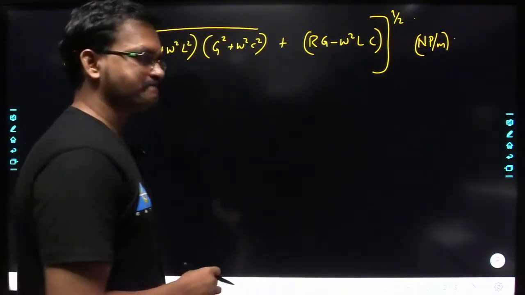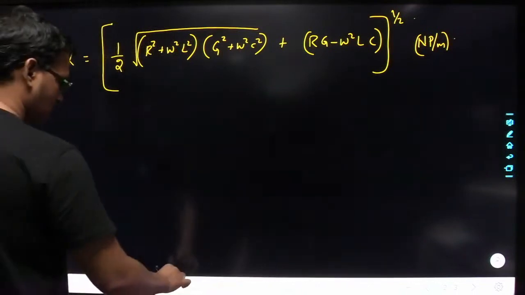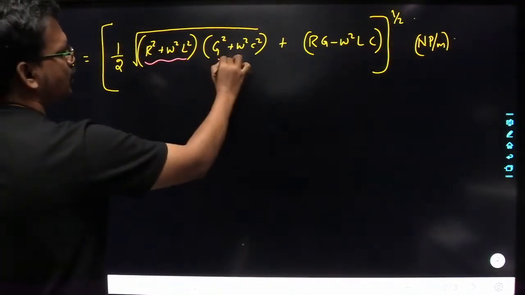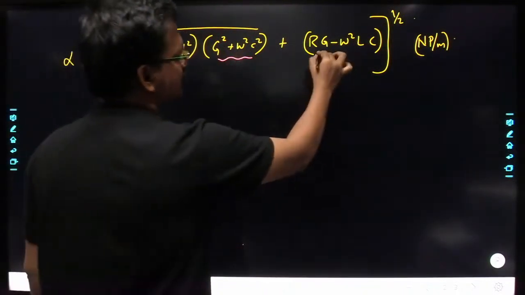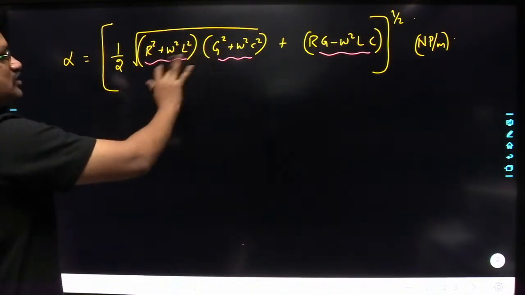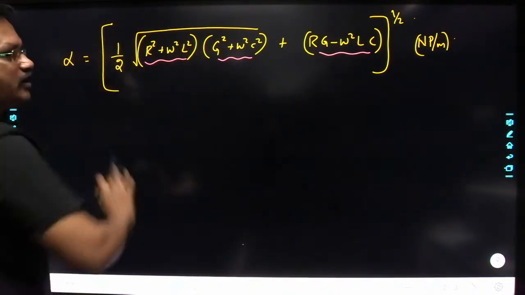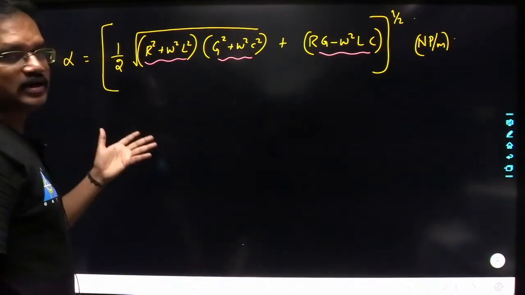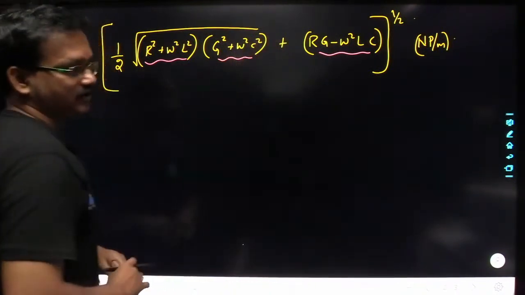Here you have to determine this term, this term, this term, and this term. If you calculate all these three terms and substitute them, you are going to get the alpha value. Understood? Similarly, you can determine the beta value also by putting a minus sign here.